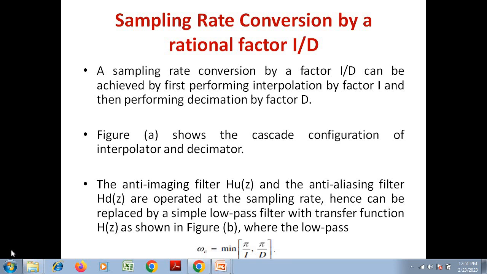So when multiple filters exist, we will use a low pass filter where the cutoff frequency will be equal to the minimum value of pi by I comma pi by d, and this is the condition we check for the rational factor of I by d.